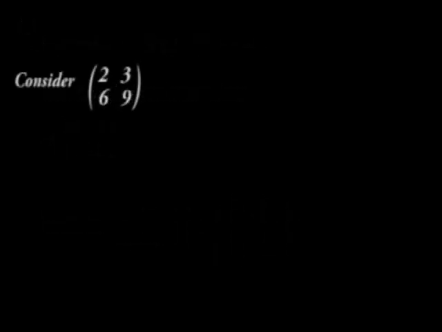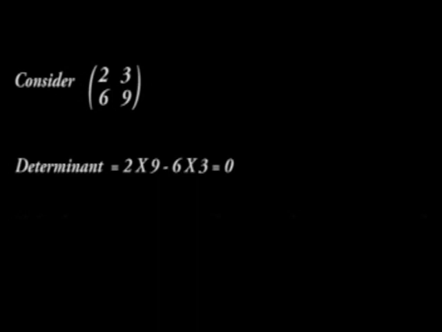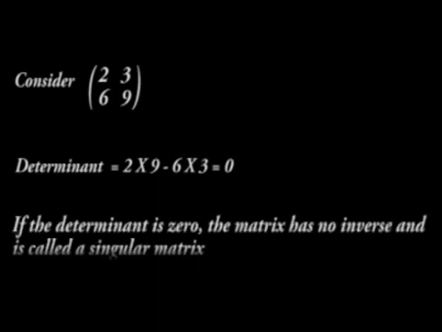Consider the matrix 2, 3, 6, 9. Let's find the inverse. The determinant is 2 times 9 minus 6 times 3, which is equal to 0. If the determinant of a matrix is 0, the matrix has no inverse and is called a singular matrix.